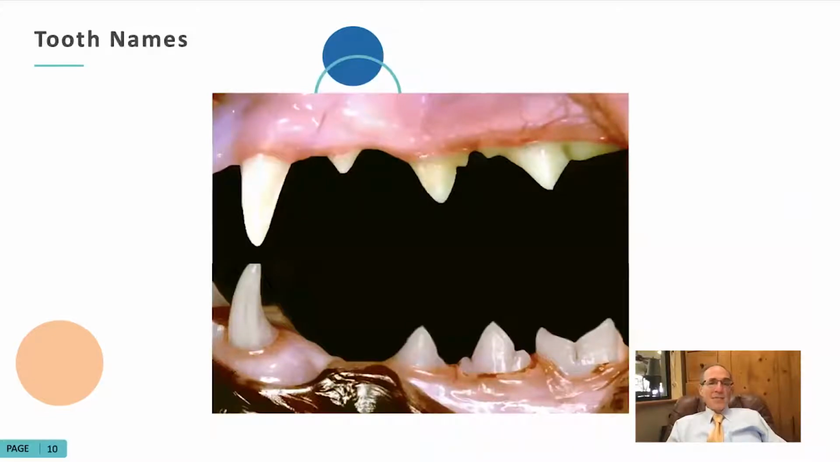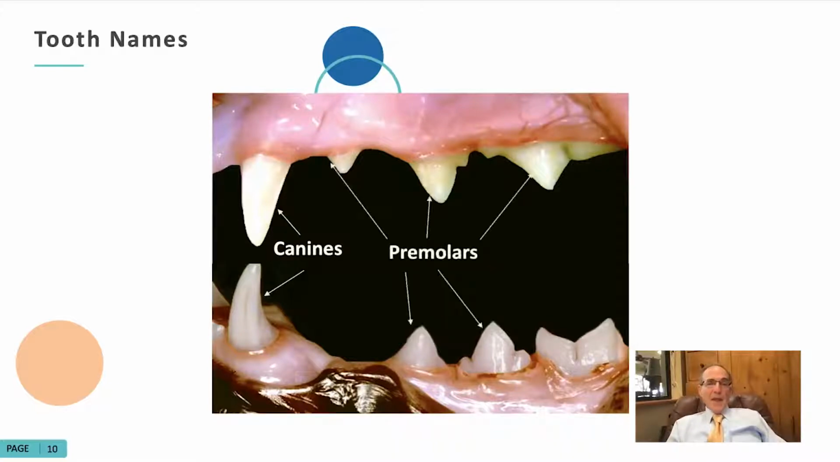Let's go over different types of tooth names. We have the canine teeth, there are 4 of those. We have premolars, and then you have molars. And there's only 1 molar on top and 1 molar on the bottom on each side.